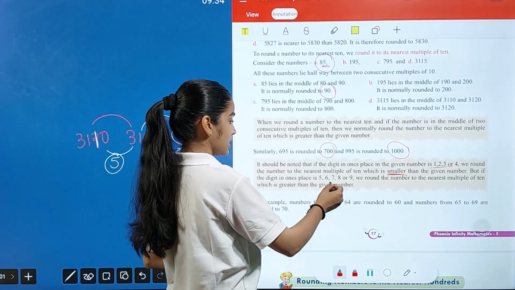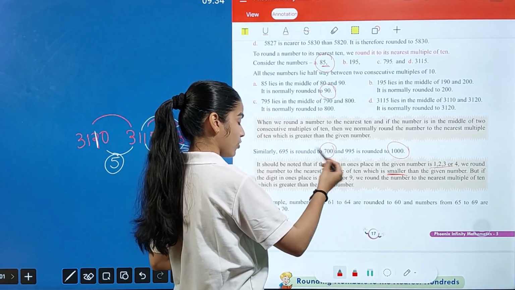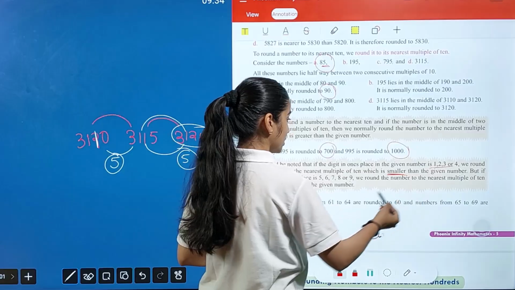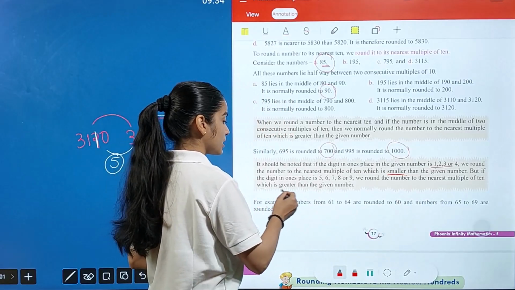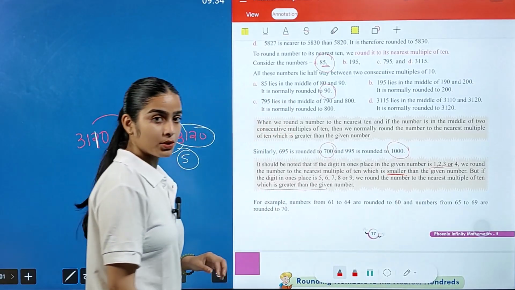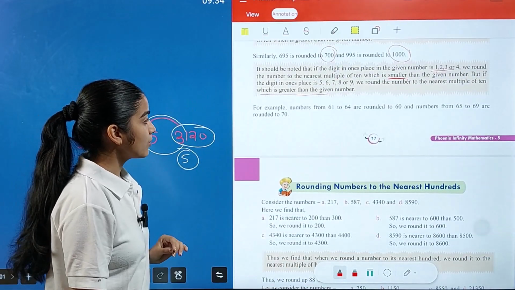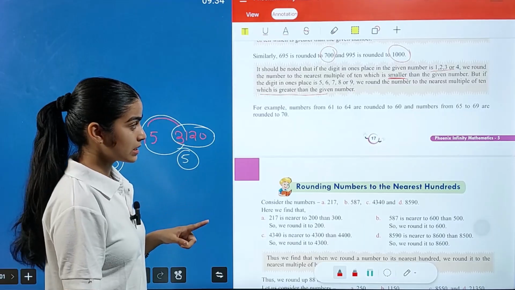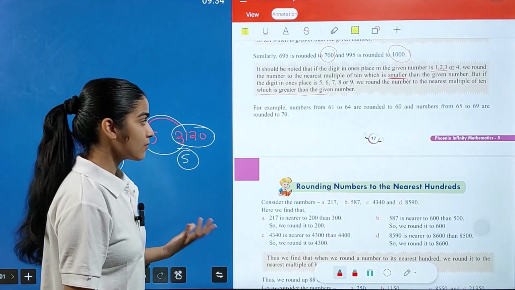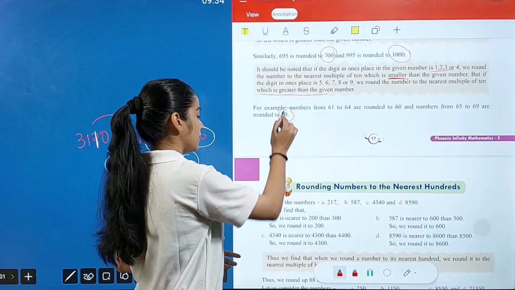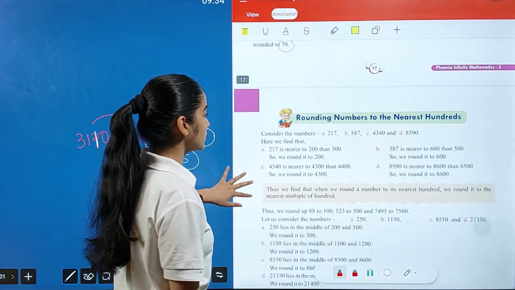But we have 5, 6, 7, 8 or 9 greater than or equal to 5. So we have to round off to the nearest multiple of 10 which is greater than the given number. So you always have to keep this in your mind. For example, numbers from 61 to 64 are rounded to 60, and from 65 to 69 will round off to 70. Now, rounding numbers to the nearest 100.